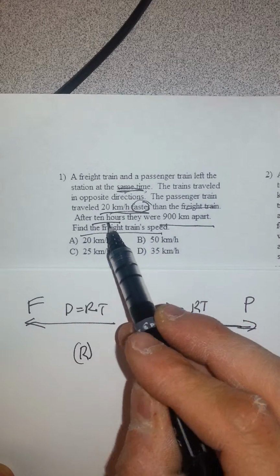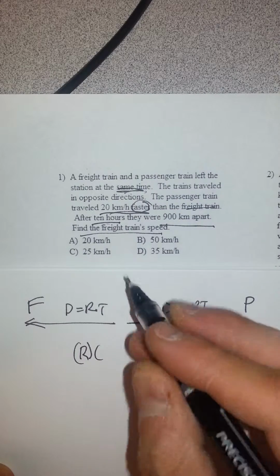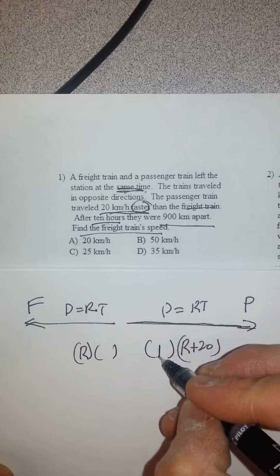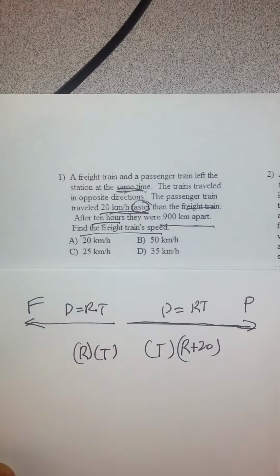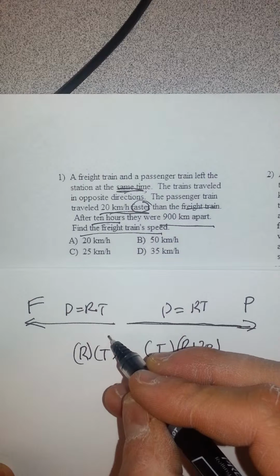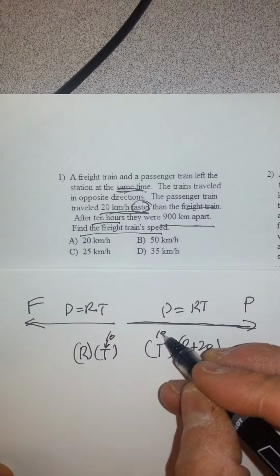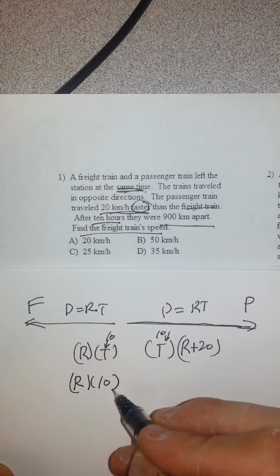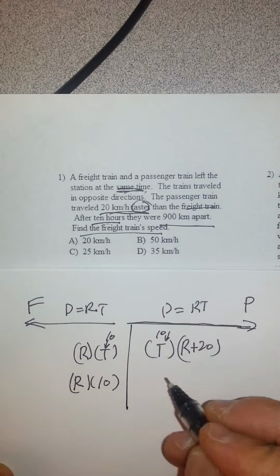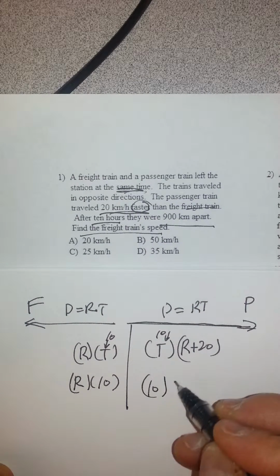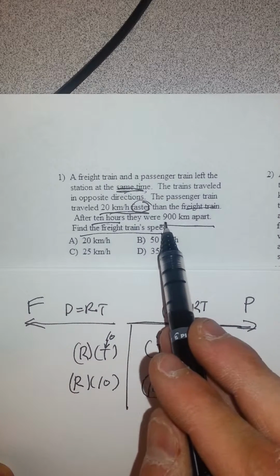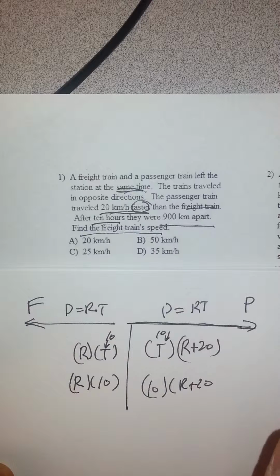After 10 hours, so that's T. And remember, T is time. And so the times are the same. So you can just leave this as T, but actually you know how much time. They're saying after 10 hours, so then 10 is going to go inside here for each one, right? So then we have R times 10, and then, because these are different, you have 10 times R plus 20, and then after 10 hours they were 900 kilometers apart, right?